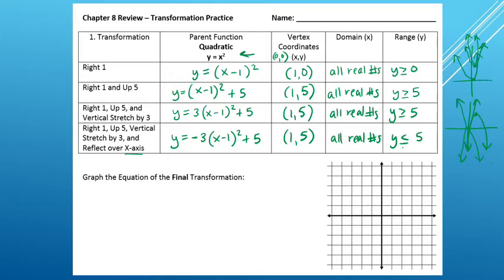Now let's graph the equation of our final transformation. So again, we have y equals negative 3, (x minus 1) squared, plus 5. So again, I'm going to graph my vertex point first, which is at 1, 5.